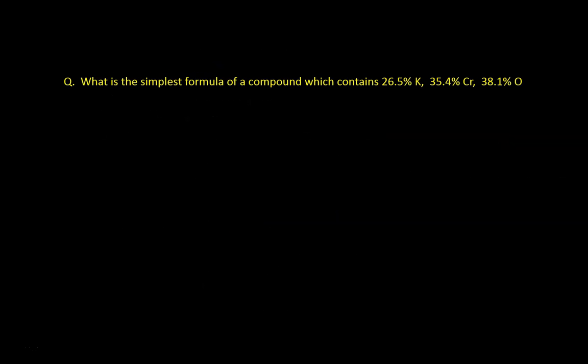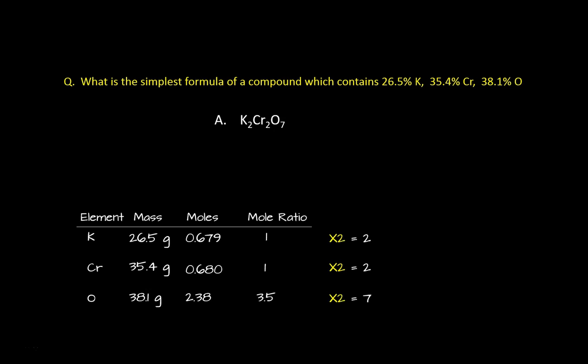Here's a compound with 3 elements: potassium, chromium, and oxygen. You can pause here, work it out for yourself, and come back to see the answer. Here it is. I hope you got this okay. If not, this might show where you made your mistake. This ends the lesson on calculating simplest formula.